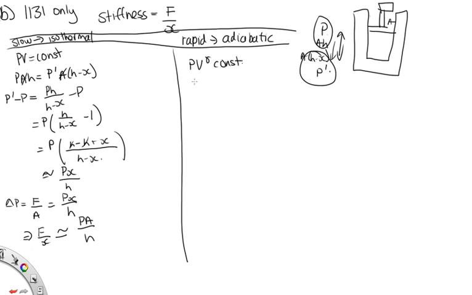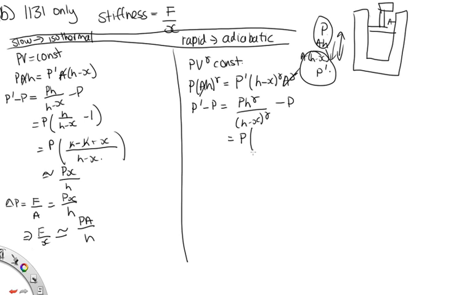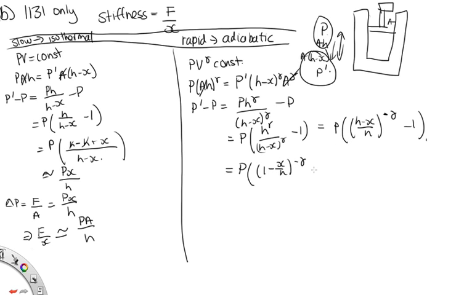Now for the adiabatic case, we've got PAH to the gamma is equal to P dash times (H minus X) to the gamma times A to the gamma. Our A's cancel out again. And so our change in pressure, P dash minus P, is equal to, in this case, P dash is equal to PH to the gamma over (H minus X) to the gamma, and then we have to minus off this P again. So let's take P out as a common factor. Now we've got H to the gamma over (H minus X) to the gamma minus 1. Let's switch this the other way up, so we've got (H minus X over H) to the minus gamma, minus 1. And so this is equal to P, now this is (1 minus X over H) to the minus gamma, minus 1.